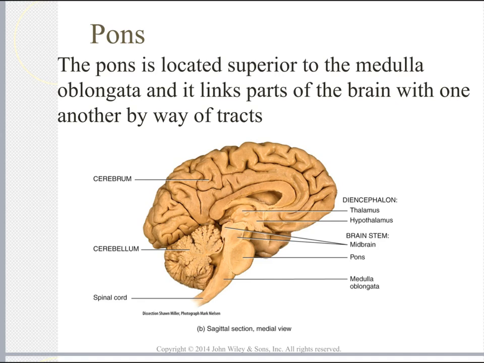The next part of the brain we're going to look at is the bridge, the pons. So it is, again, this rounded bulbous portion linking the brainstem to the medulla oblongata here. So the pons is located superior to the medulla oblongata, and again links part of the brain with another by way of tracts.